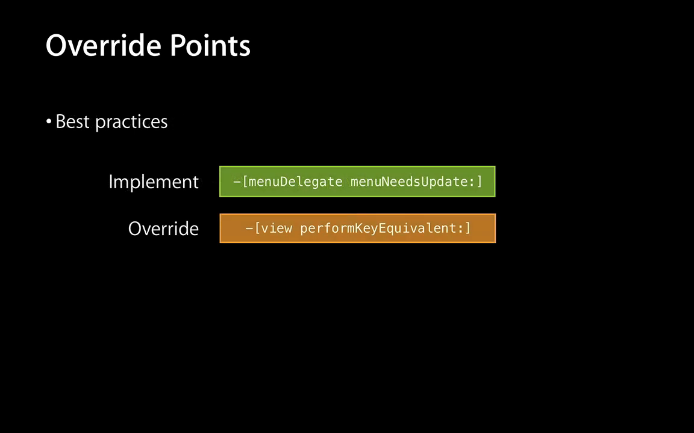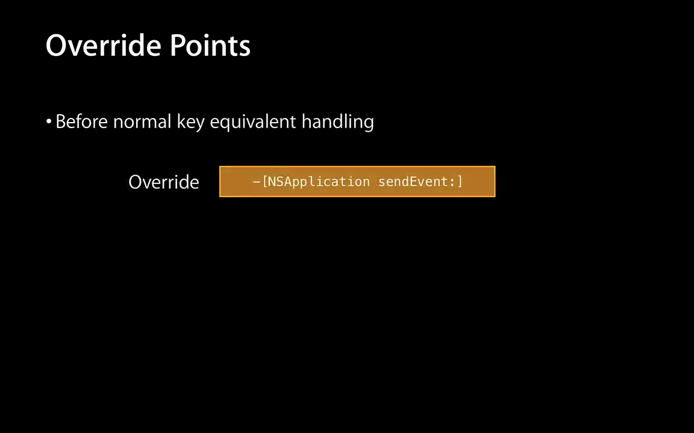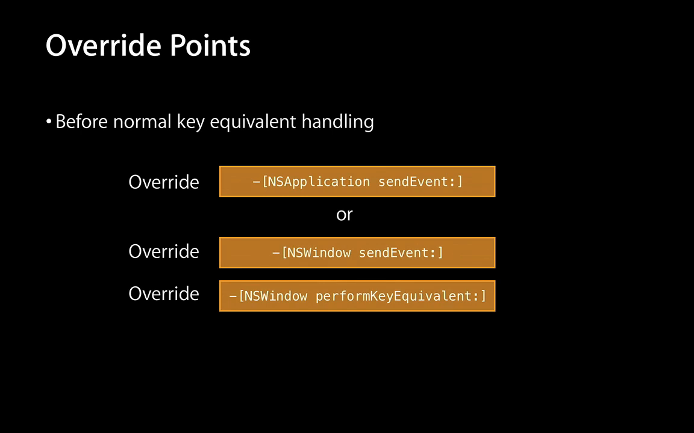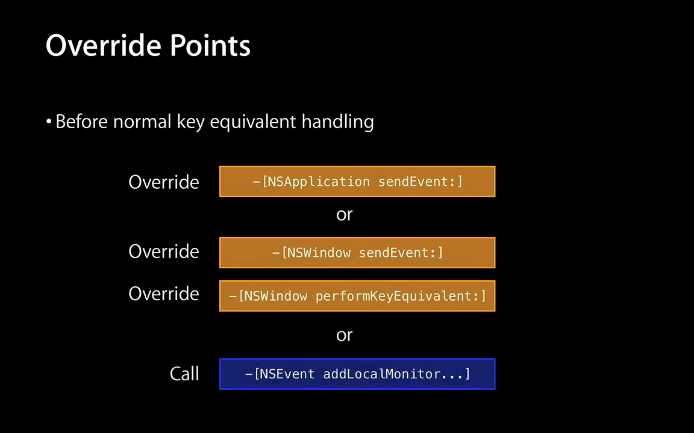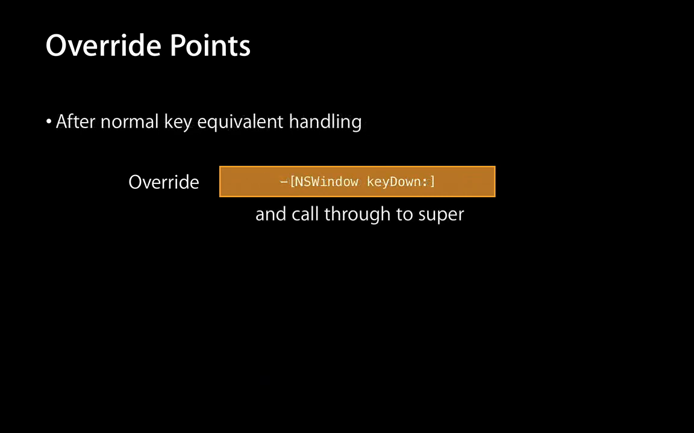So the best practice is to do dynamic key equivalents. If you want to apply them to a menu, you would implement menu needs update to just install the menu items with the key equivalents. If it's on a view, you would override perform key equivalent. Now, if you want to do your special work before normal key equivalent handling, you can override NSApplication sendEvent, NSWindow sendEvent, and NSWindow performKeyEquivalent. Or you can install a local event monitor. If you want to do your special processing after all the other work is done, you could override keyDown on NSWindow, and you call through to super.